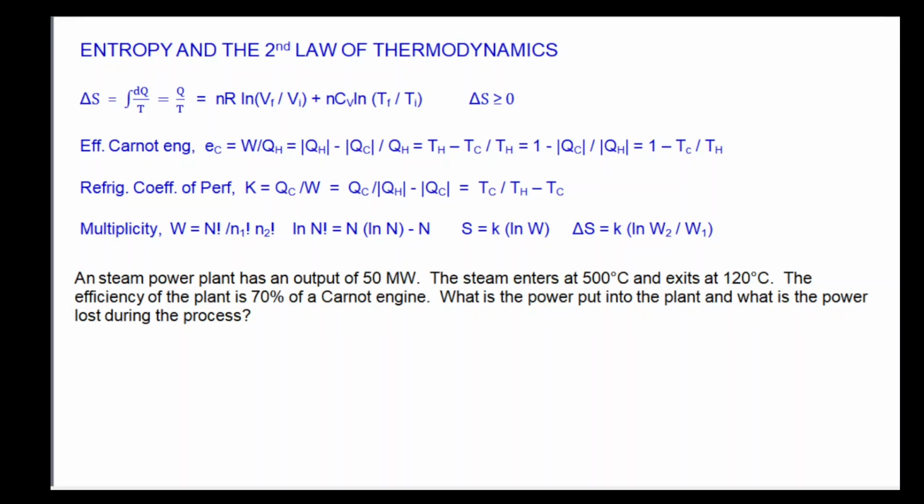Let's do another problem. A steam power plant has an output of 50 megawatts. The steam enters at 500 degrees Celsius and exits at 120 degrees Celsius. The efficiency of the plant is 70% of a Carnot engine. What is the power put into the plant, and what is the power lost during the process? So let's look at our givens.